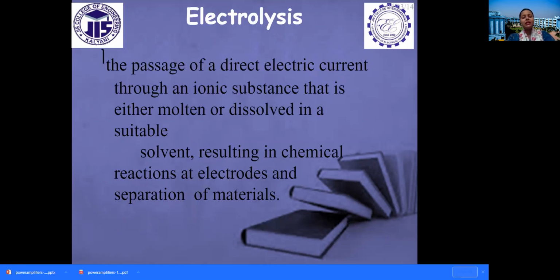What is electrolysis? Electrolysis is the passage of a direct electric current through an ionic substance that is either molten or dissolved in a suitable solvent. It results in chemical reaction at electrodes and separation of materials. So this is the electrolysis process, which deals with direct electric current and needs an ionic substance. We have already studied it in our chemistry in our first or second semester. So this is a chemical process.